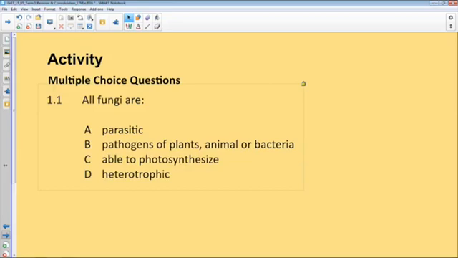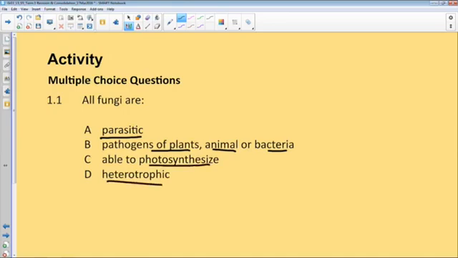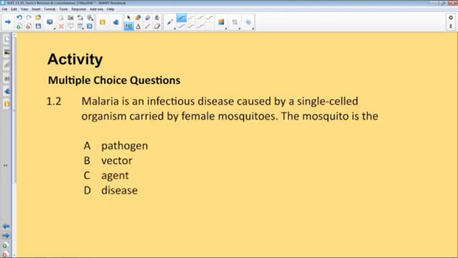So again, 1.1. All fungi are: A, parasitic, B, pathogens of plants, animals, or bacteria, C, able to photosynthesize, and D, heterotrophic. Next question. Malaria is an infectious disease caused by a single-celled organism carried by female mosquitoes. The mosquito is the: A, pathogen, B, vector, C, agent, D, disease.